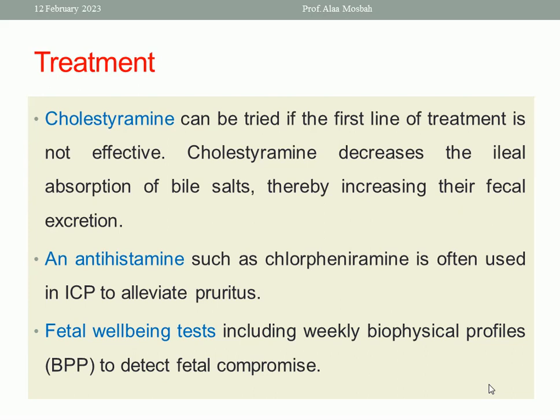Please remember, you should do fetal well-being tests in the form of at least weekly biophysical profile to detect fetal compromise, also non-stress test. So please remember at least to do once weekly biophysical profile. As I said before, we have many risks as regards the fetus. Even sudden death may happen at any time.